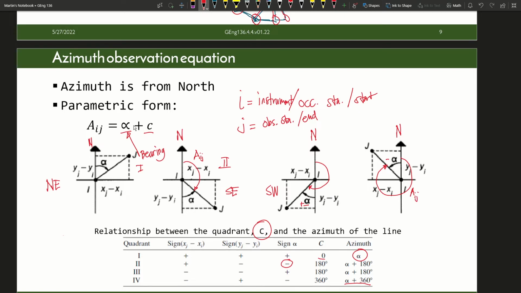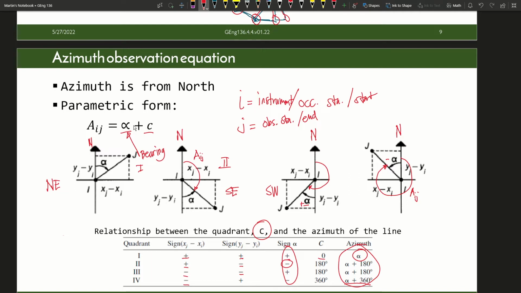Okay, this one. So therefore, if you program this one using a spreadsheet or programming software, you make sure to check first the sign of your differences in coordinates to determine the sign of your alpha. Then from that, it should determine which C you will be using to get the right azimuth. Okay?